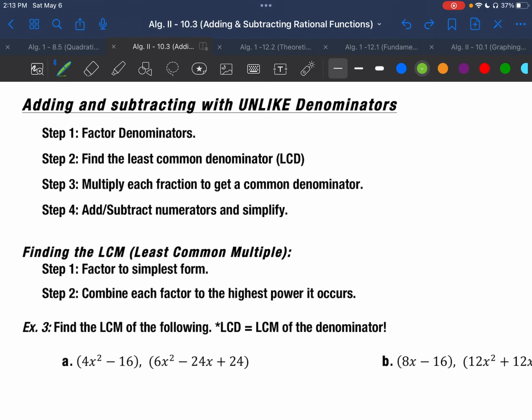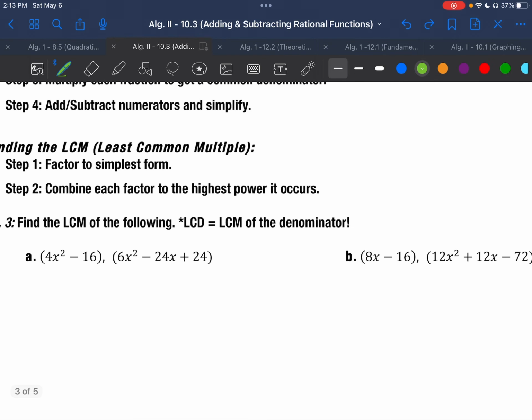A way to find it is you factor to simplest form, so factor everything you can, then combine each factor to the highest power it occurs. That'll help you out. We're going to practice it here on 3a, b, and c, finding the least common multiple of the fractions, or least common multiple in general, which will then help us find the least common denominator.